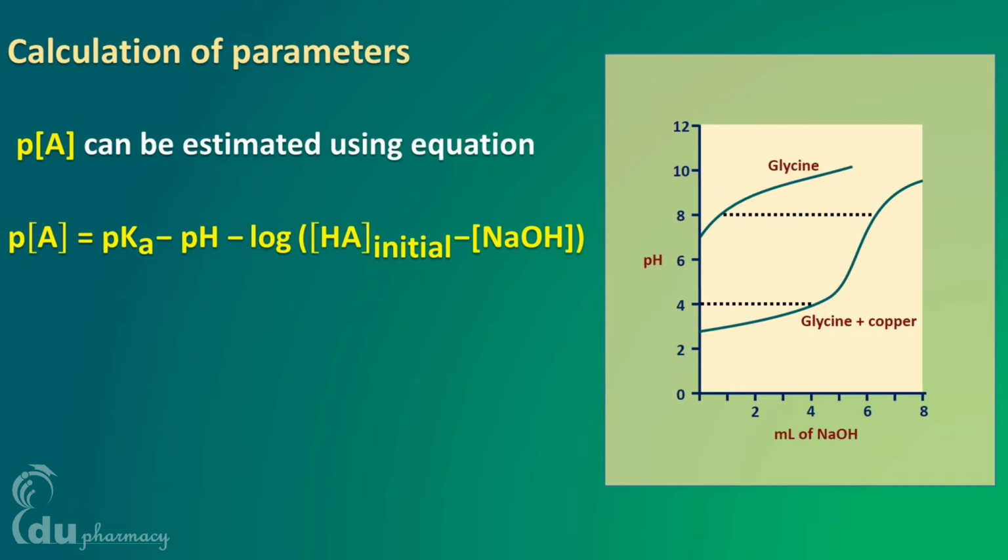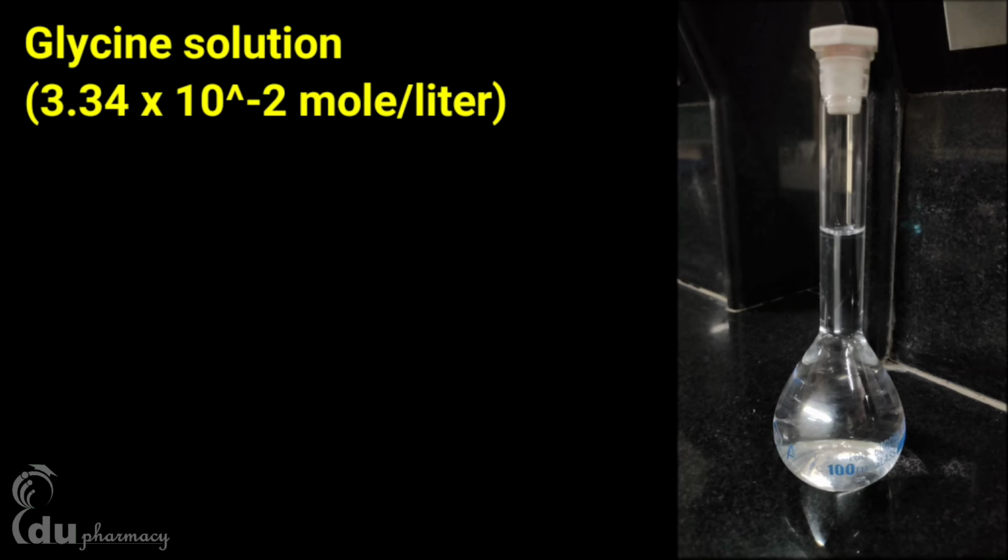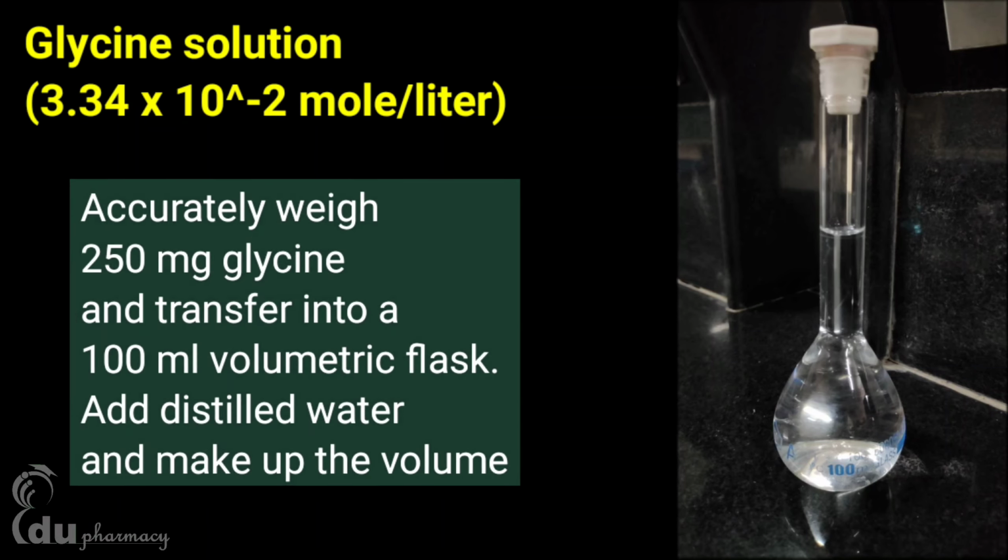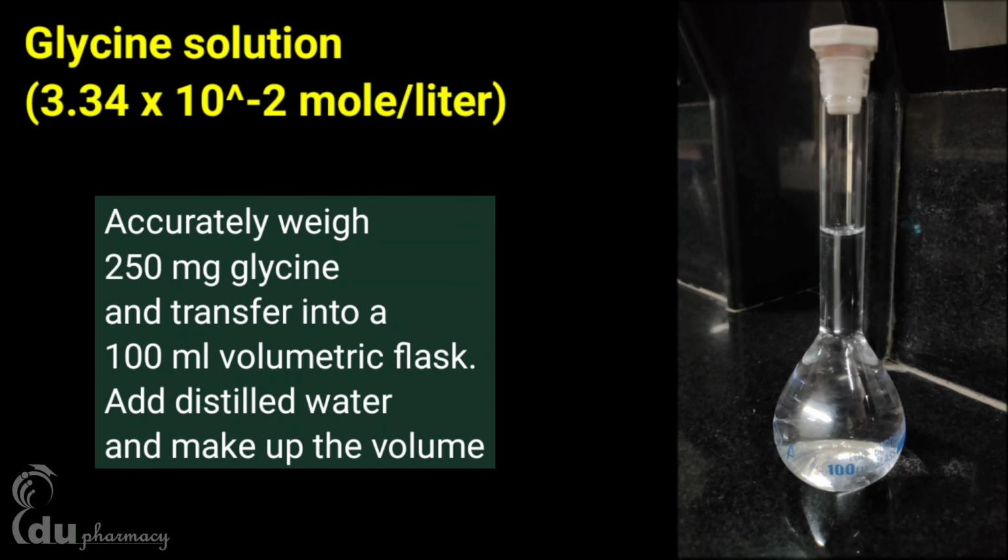Now, let's move to the experimental part. For the experiment, we will require a glycine solution of a concentration of 3.34 times 10 to the power of -2 mole per liter. You can see the procedure and how it can be prepared. Accurately weigh 250 milligrams of glycine and transfer it into a 100 milliliter volumetric flask. Then add distilled water to make up the volume to the mark.